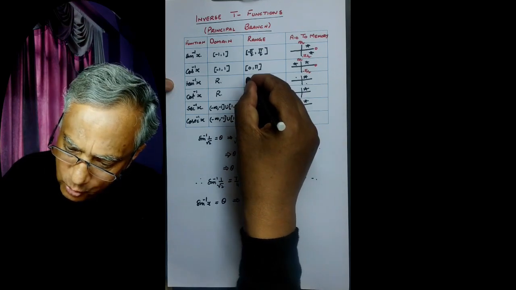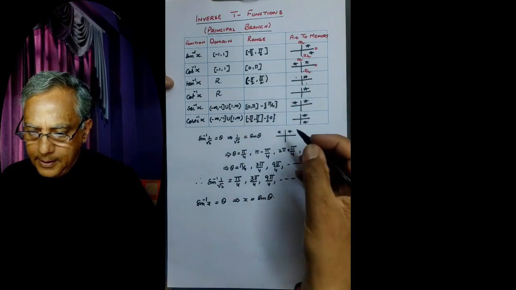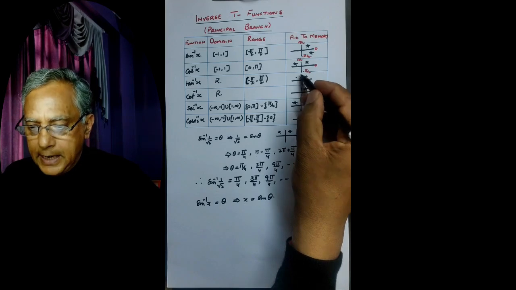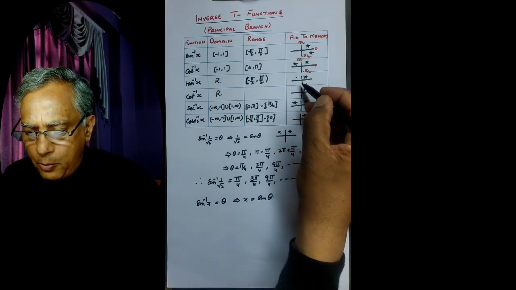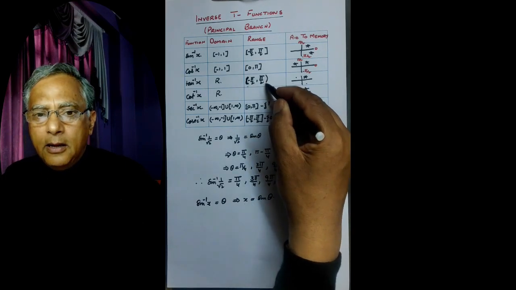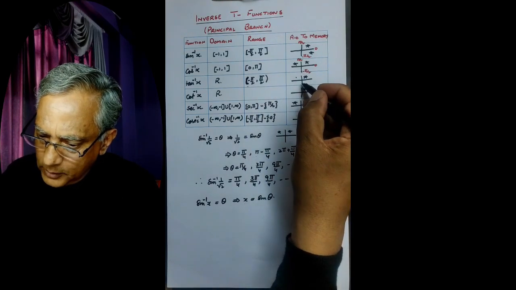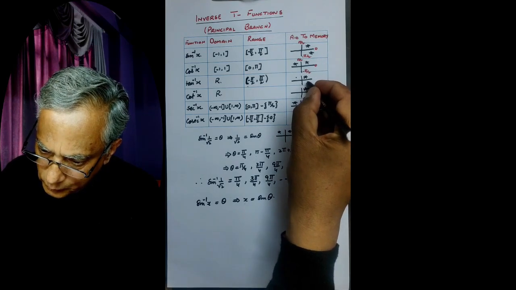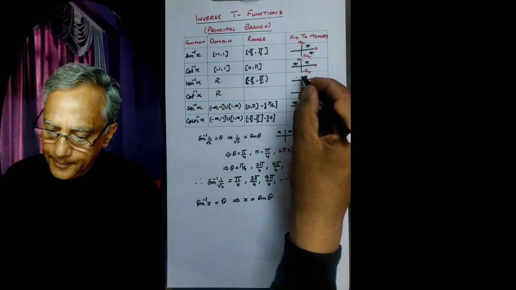Minus pi by 2 to pi by 2. Tangent is not defined for this line. At pi by 2, tangent is not defined, and at minus pi by 2, it is not defined. But these are the endpoints, and we take the round bracket here. Delete these points, and we get a continuous interval. So we will take the principal branch as minus pi by 2 to pi by 2. We will get a continuous interval.